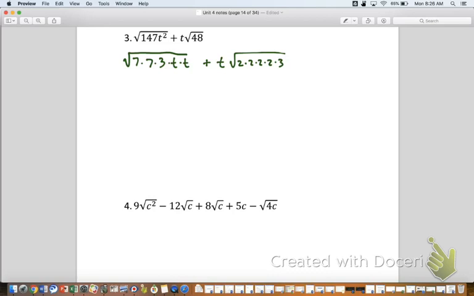So at first glance, these don't look like they're like radicals at all, right? They don't even look close. I think we'll find out in the end they are like radicals. I've got a pair of 7s and a pair of t's. So that's going to come out as 7t times the square root of the one left over, 3. Right? So 7t root 3.